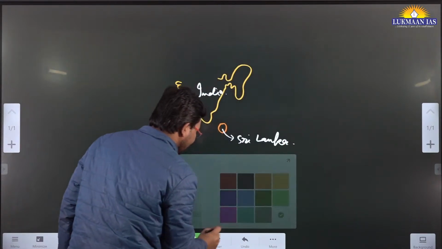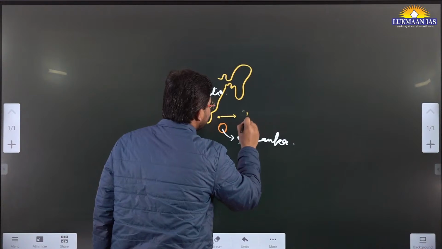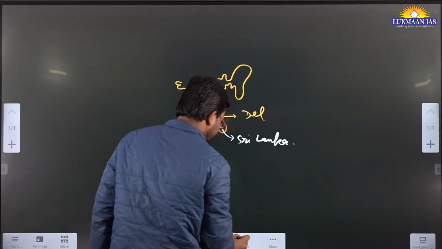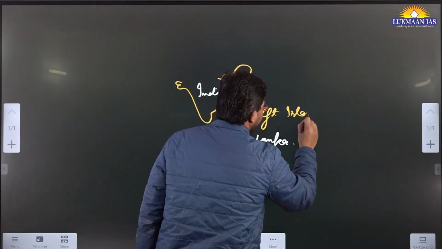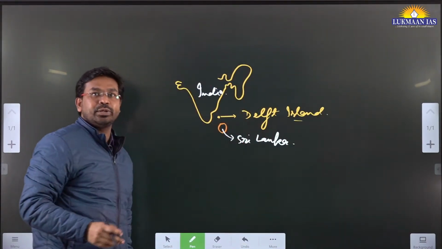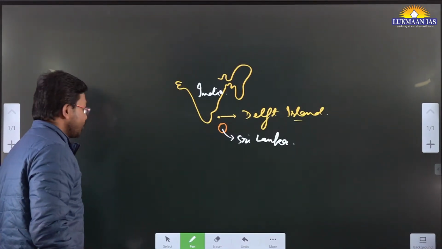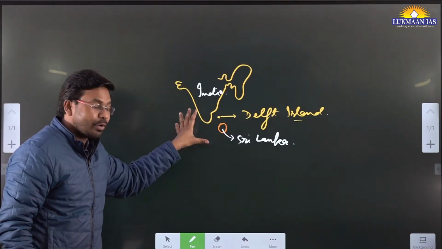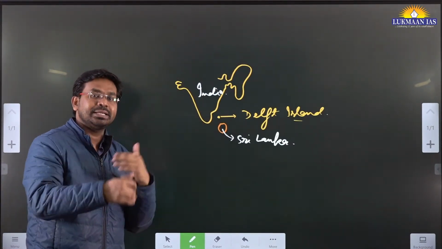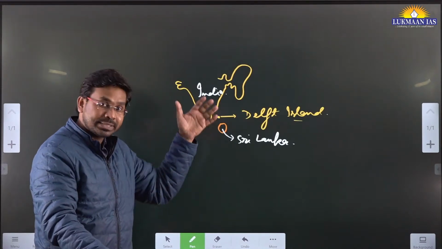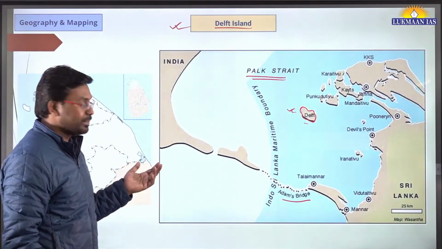And where is this Delft Island located? This island is located somewhere here. The name of this island is Delft Island. So this is the island that was in news. It is important for you that you keep a tab on these topics that come in the newspaper. You can also draw a map of India, draw the location of Delft Island, and keep making such maps in a separate notebook. That will help you to solve questions related to mapping in the prelims exam.